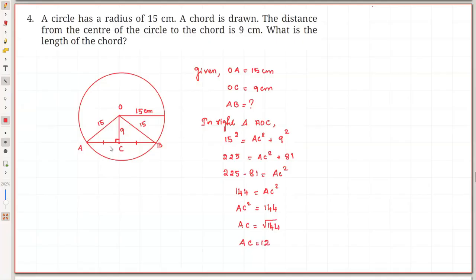So AC is equal to 12. Now we have to find out AB. AB is equal to 2 times AC, that means 2 times 12, and 2 times 12 is 24. Finally, therefore, the length of the chord AB is equal to 24 centimeters.